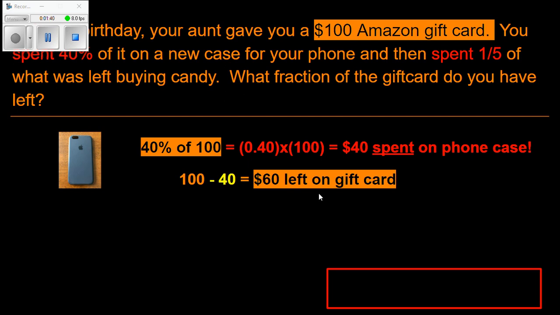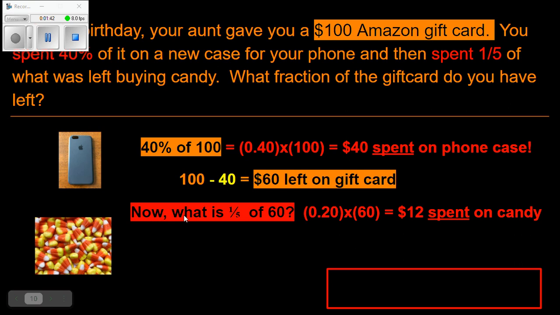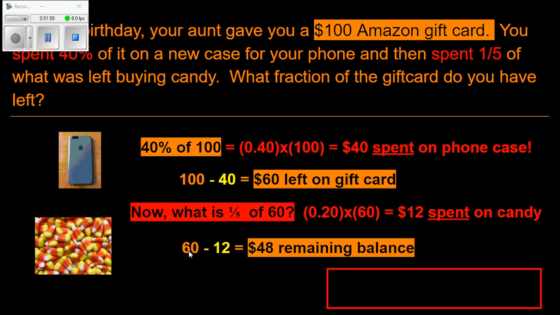So if you have $60 left on your gift card, now you're going to be spending a fifth of that on candy. Now, 1/5 as a percent is 20%, which is 0.20. So 0.20 times 60 in your calculator, 0.20 times 60 means we spent $12 on candy. So if we had 60 after the iPhone case minus the 12, because you spent it on candy, that means you're going to have $48 left on your gift card.